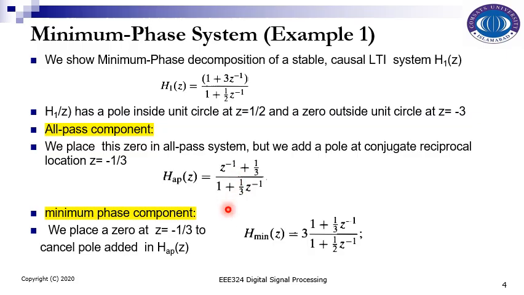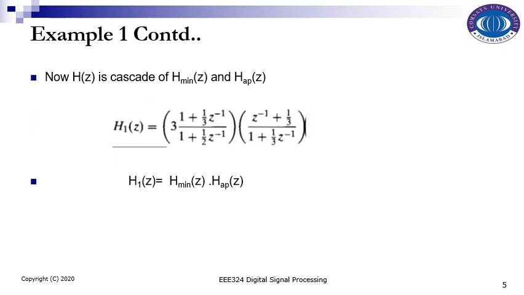And then let's see the complete decomposition on the next slide. So we've decomposed our h of z into a minimum phase part and an all pass term. Our h1 of z is written as h min of z times h all pass z. So this is our minimum phase decomposition, and it can be implemented by placing these two systems, the minimum phase system and the all pass system, in cascade.